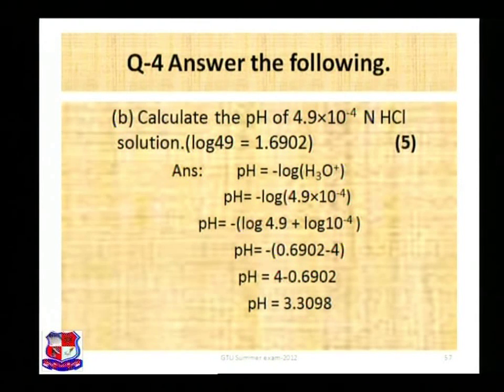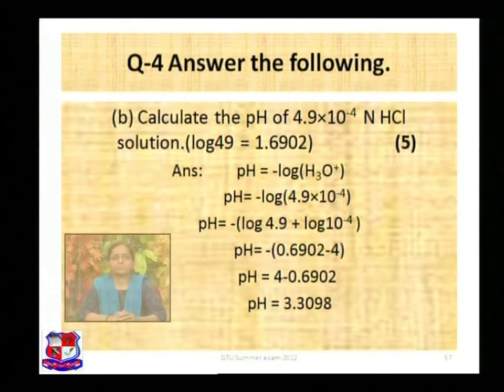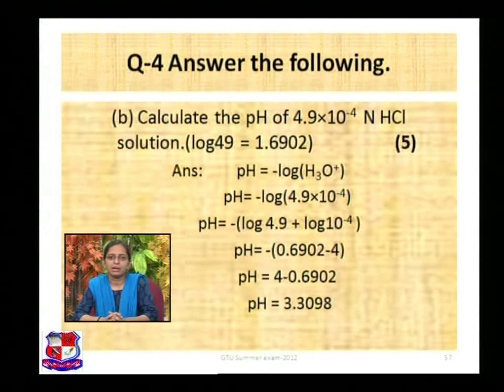So pH is equal to, what you will do? You know, when you are applying the log separately, multiplication becomes addition. So you are putting the value of H3O plus, that is 4.9 into 10 to the power minus 4. After that you will separate the log terms, so multiplication becomes addition. At the same time, you can write down here pH is equal to minus log of 4.9 plus log of 10 to the power minus 4. So you can write here pH is equal to minus 0.6902 minus 4. Now there is a negative sign outside the bracket, if you see clearly.